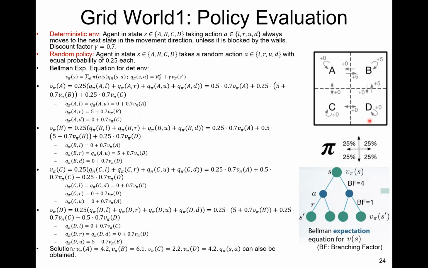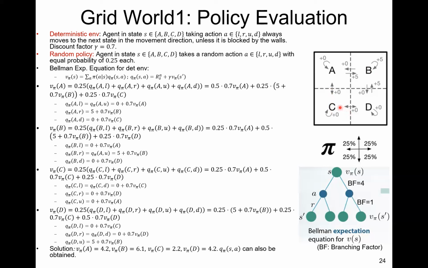So you can see that this value function V pi B is the highest, 6.1. And V pi C is the lowest, 2.2. Intuitively, it makes sense because in B, if you go right or up, you get a reward of 5. So B seems to be a very rewarding state. Whereas in C, wherever you go, you get a reward of 0.